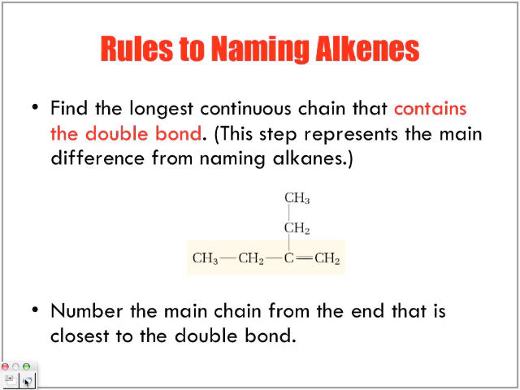Now, rules to naming alkenes. Find the longest continuous chain that contains the double bond. Very, very important. Because if we're looking at it based on the alkane rules, the longest chain would be this one, 5 carbons. But in fact, look at where the double bond is, which means that does not hold true. So for this example, we always want to look at the double bond, and the longest chain would be that because it includes this double bond.